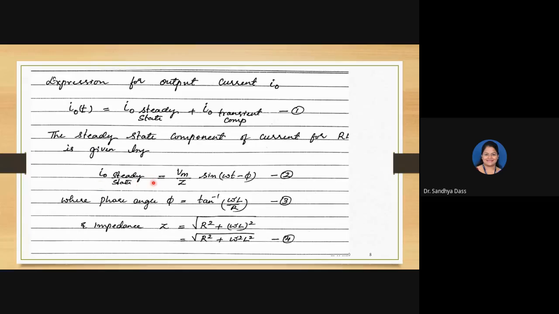The steady state component of the current for the RL circuit is given by, we already know this, Vm by Z sine omega t minus phi. Call it equation 2. The phase angle phi is given as tan inverse omega L by R. Call this equation 3. Then impedance Z is given by the square root of R square plus omega L whole square. We'll call this equation 4. I'll give you some time, please copy down.